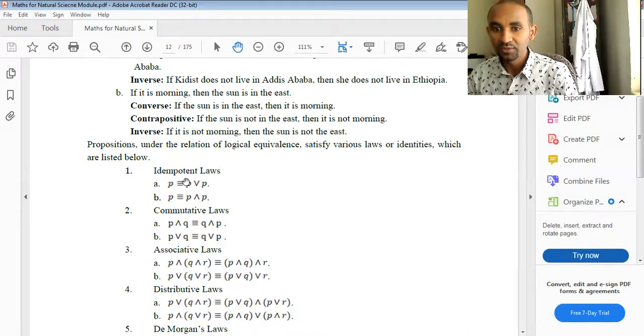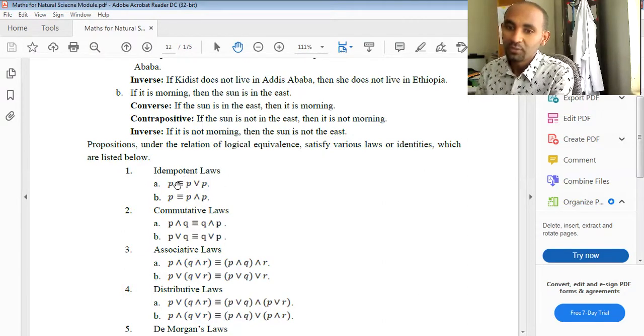Equivalent statements. So the first one is the idempotent laws. P or P is equivalent to P. P and P is equivalent to P because in both cases, both are true or both are false. So the result is the same. If two statements are true, whether they are joined by conjunction or disjunction, the result is the same. If both are false, the same.